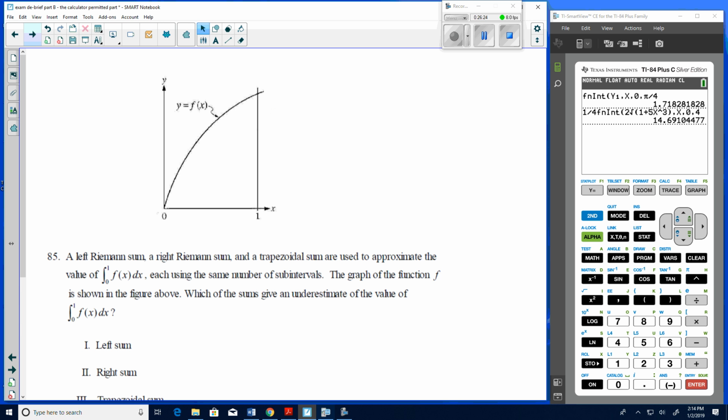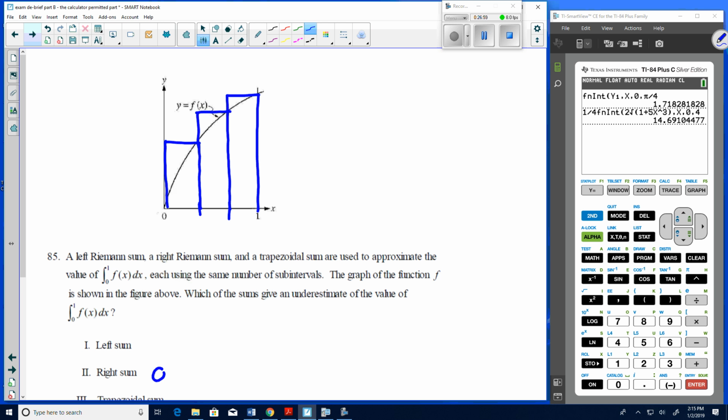85. A left Riemann sum, right Riemann sum, or a trapezoidal sum are used to approximate the value, each using the same number of subintervals. Doesn't say how many subintervals, maybe we just do 2 or 3. The graph of the function is increasing and concave down, which gives an underestimate. So if we did 3 subintervals, and we drew boxes from the right side, this would be our right Riemann sum, all these boxes coming from the right side. Well, that's an overestimate. So a right sum overestimates.